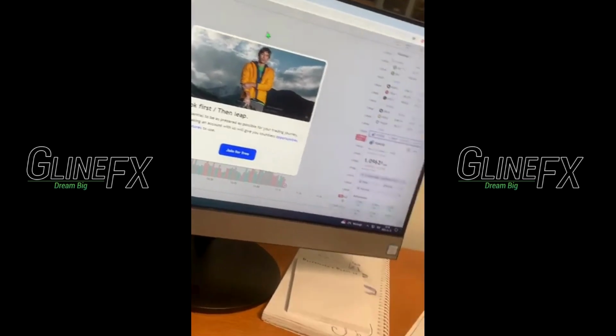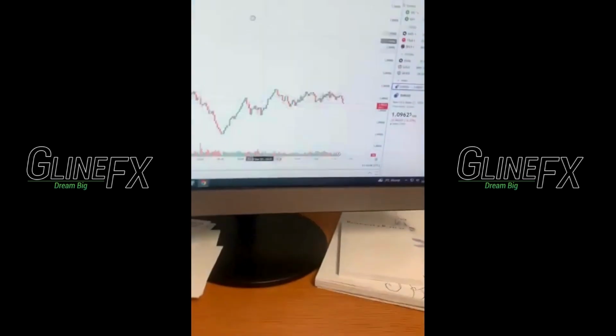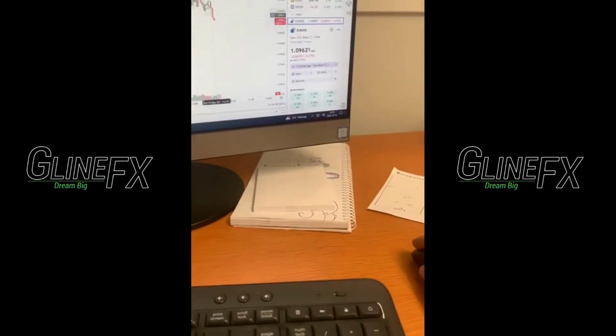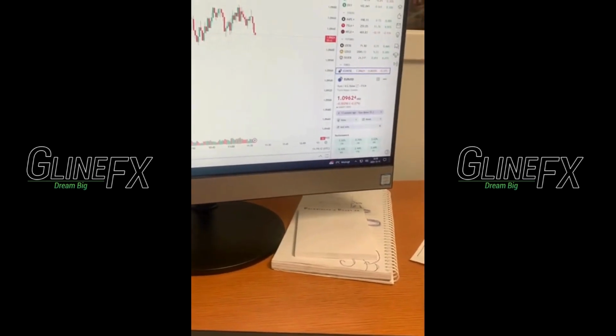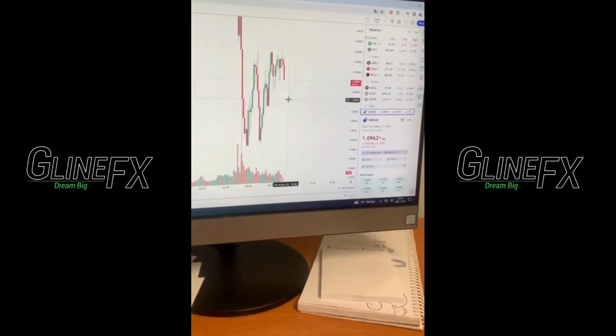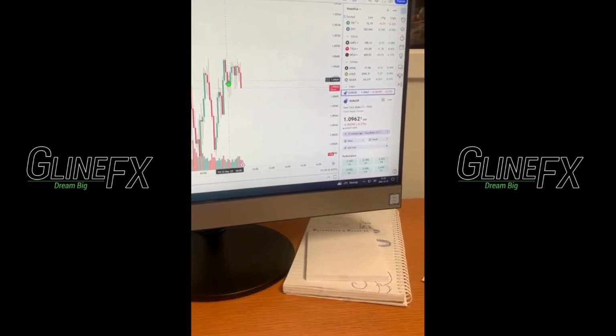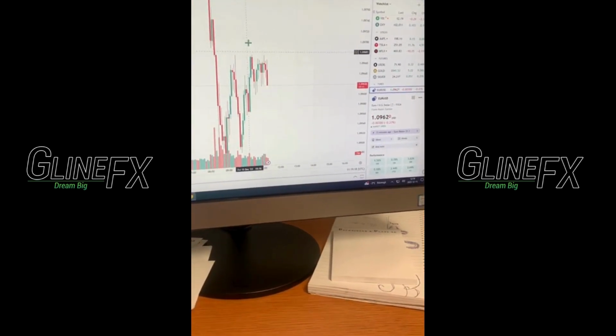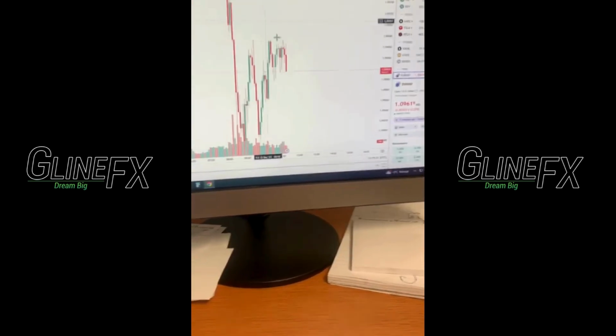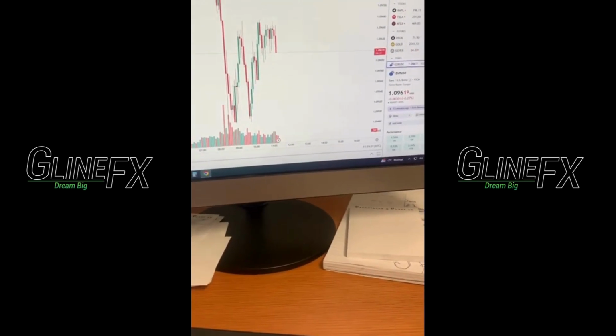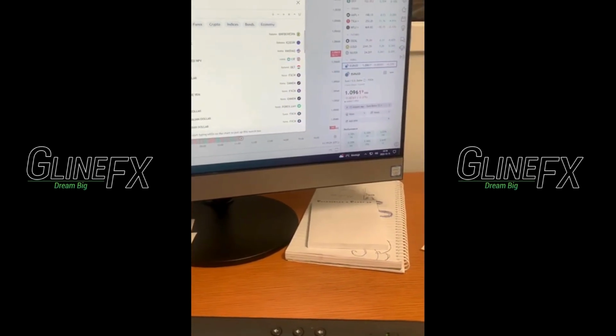Same as yesterday, the work computer. We're in on some shorts here on EURUSD. Took entry here, stop loss up here. And it's moving, and then we're also in on GBPJPY.